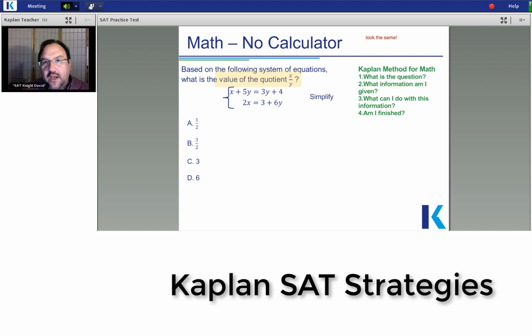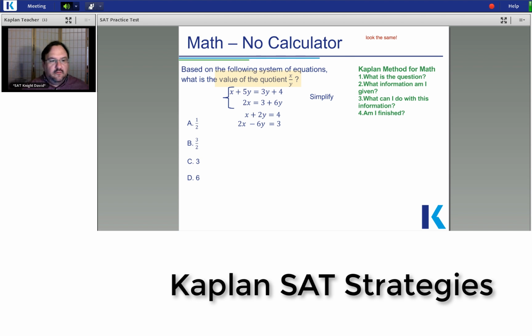We don't have to put it into y equals mx plus b. We don't have to do any of that. We just need to make them look the same, okay? So when we do that, this is what we're going to get: x plus 2y equals 4, and 2x minus 6y equals 3. All right?